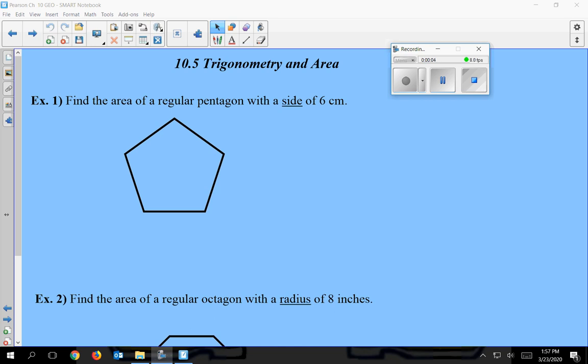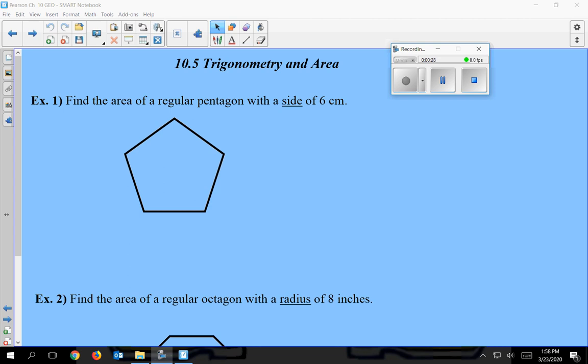Okay, everybody, this is section 10.5. This is dealing with area of a polygon again, but we're going to need to use trigonometry for this. In section 3, we did the same thing, but we were using special right triangles for that, and we were given an apothem and a side length to get the perimeter. Now we have to do a little bit more work.